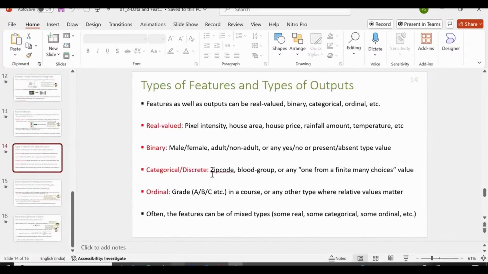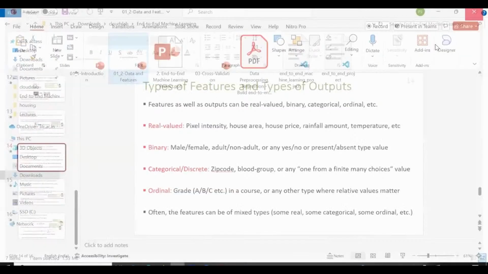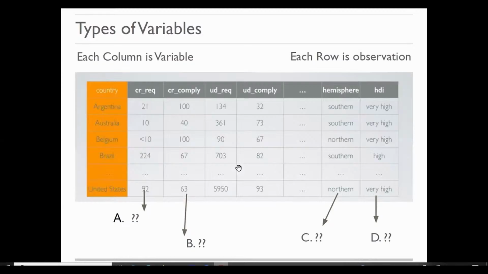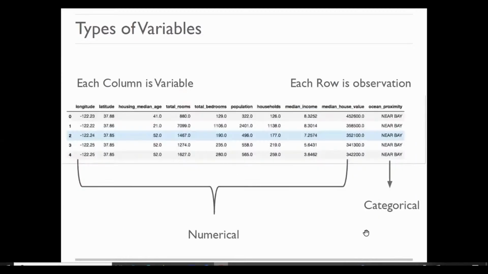Yes, yes. So here ordinal means grade A, B, C in a course, because A grade is higher than B, B is higher than C. Category means blood group, zip code. These are examples of categorical, right? Okay. So in our case, for all these feature values, for all these inputs, we are having numerical values, and for ocean proximity, we are having categorical values, right?